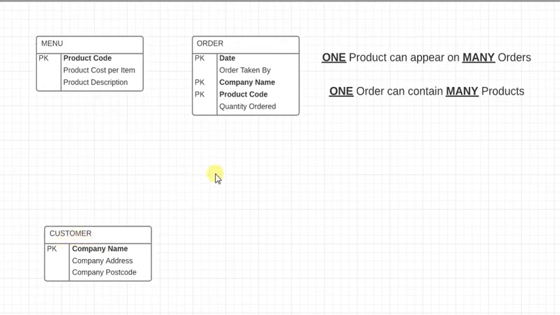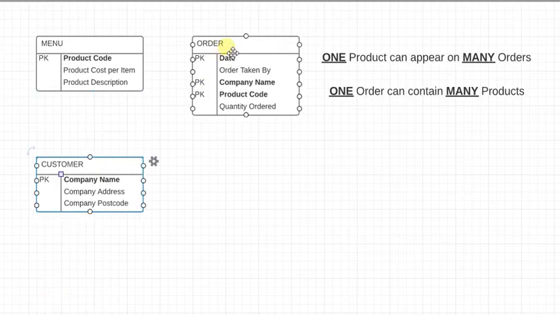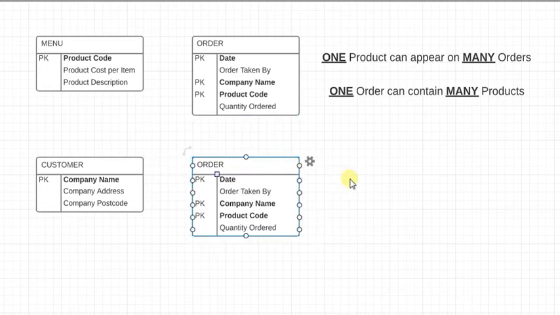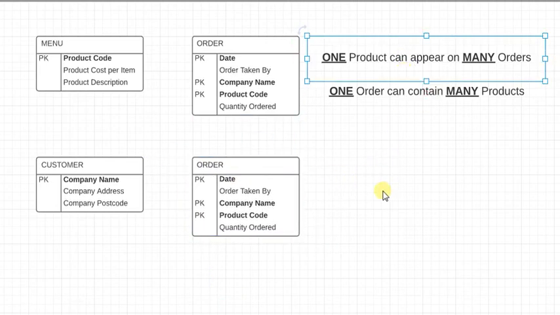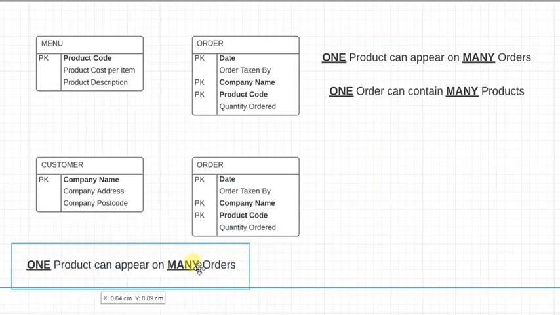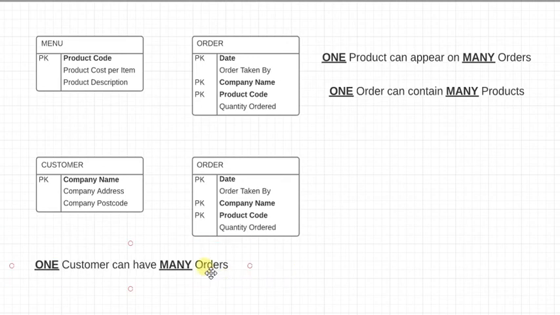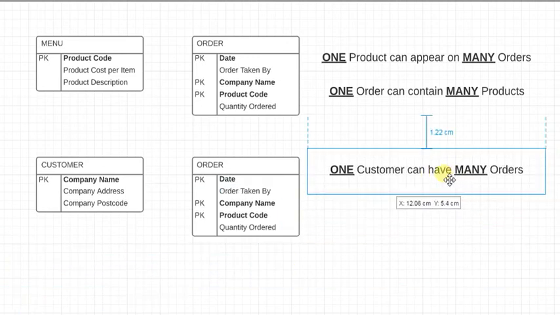So what about between order and customer? Let's take customer here, and let's take order, copy and paste that. So here's order. Now how do I deal with this? What sentence can I write for these two? If I say one customer can have, hopefully they'll come back again, many orders. So that's one sentence that we can put about that.